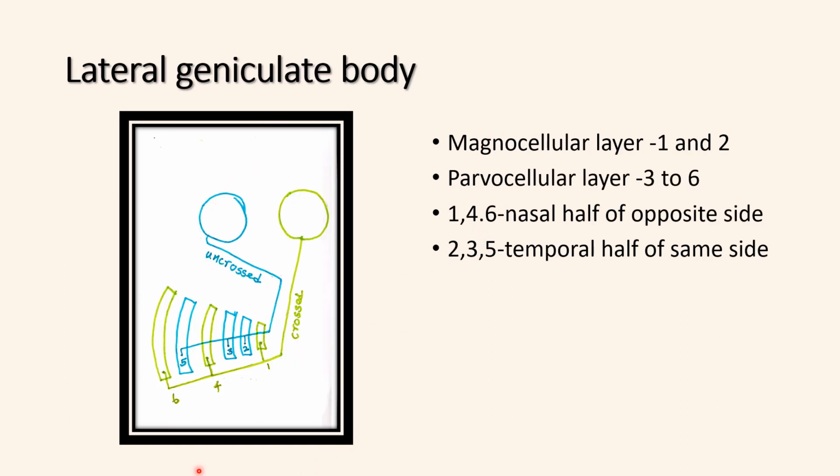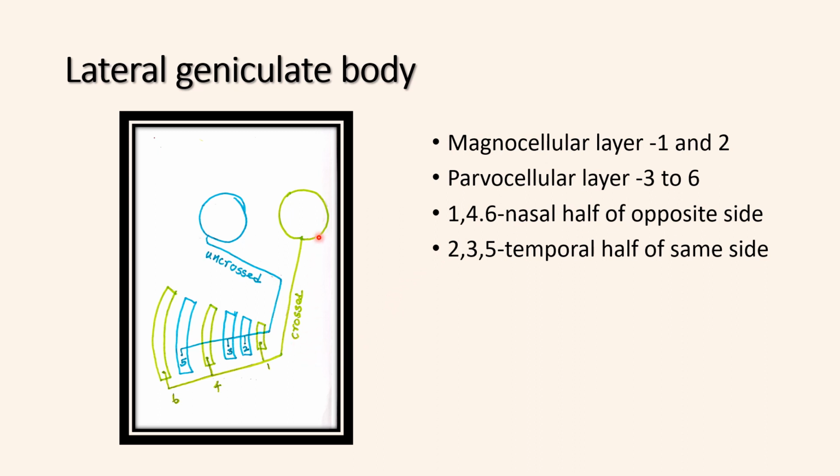the lateral geniculate body contains 6 layers: 1, 2, 3, 4, 5, 6. Layers 1 and 2 contain the larger cells. These are called the magnocellular layers. Layers 3, 4, 5, 6 contain the smaller cells. These are called the parvocellular layers.